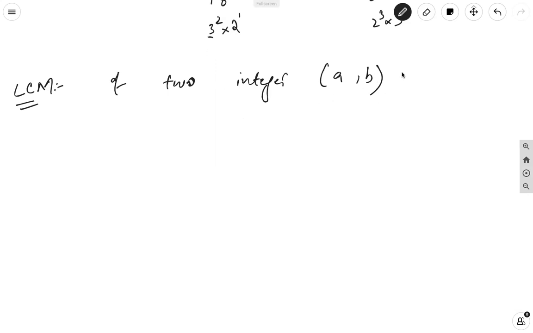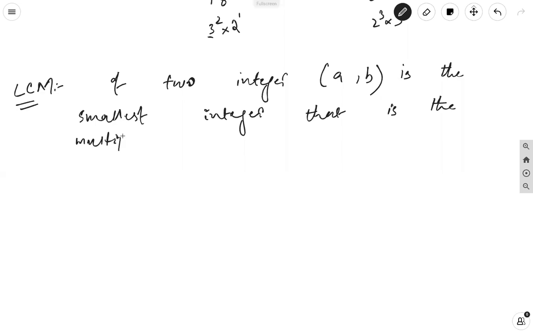is the smallest integer that is a multiple of both a and b, and that multiple is evenly divided by a and b. For example, take the same case, we have 12 and 16.